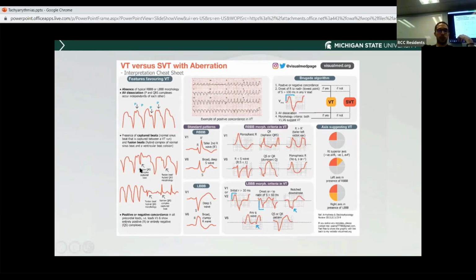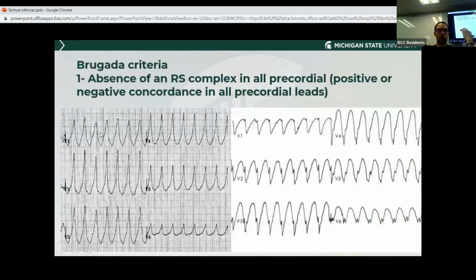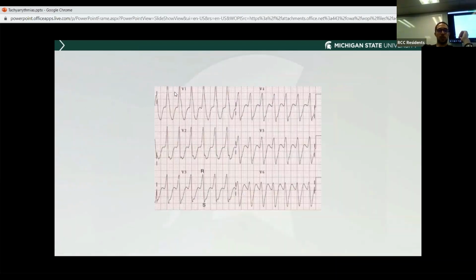So quickly, this is positive concordance. All of the V1 to V6 are looking upright. All are positive. And this is negative concordance. All the precordial leads, V1 to V6, are looking downwards. And in this one, V1, V2, V3 are positive, and then as of V4, 5, and 6, they are more downwards. So the QRS is looking downwards.